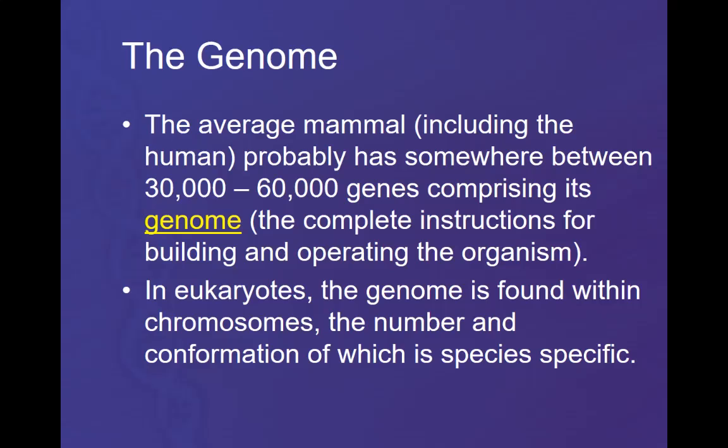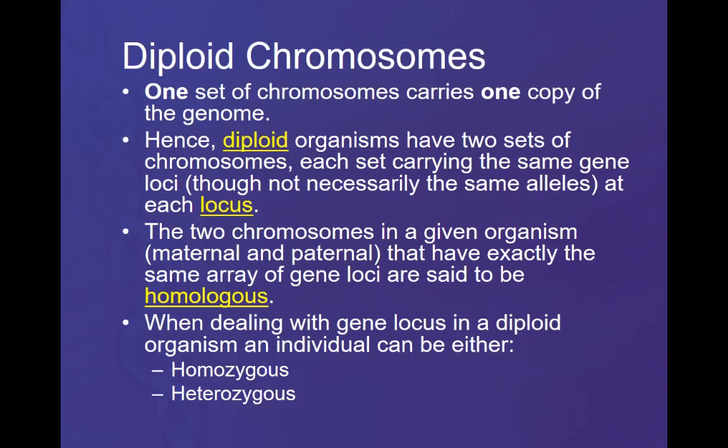Some terms that we introduced you to when we were going through meiosis were diploid and haploid. You have to remember that a body cell is going to be diploid. It has two sets. But when we take a look at a sex cell, sperm or egg, they're going to be haploid and have just one set of chromosomes. One set of chromosomes carries one copy of the genome. Hence, diploid organisms, like you and me, have two sets of chromosomes, one from our mothers and one from our fathers, maternal and paternal, to make a set.